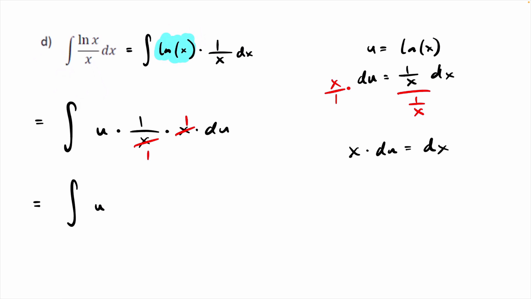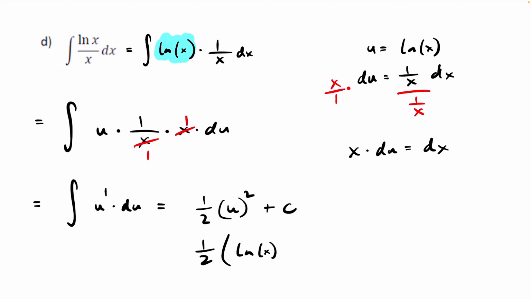So now I have u du. What's the antiderivative of u? It's the first power, right? Wouldn't it be u squared divided by 2? Add a power, divide by the new power. So 1/2 u squared plus c. Put u back in. Done.